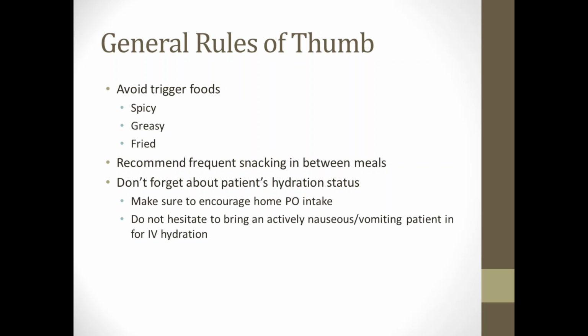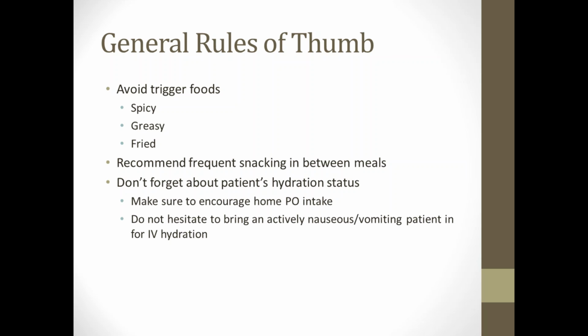These aren't really medication-based rules of thumb, but in general, you want to tell the patient to avoid eating foods that may trigger nausea and vomiting, such as spicy or greasy or fried foods. In general, you'd want to recommend that the patient have small snacks in between breakfast, lunch, and dinner, the 3 meals of the day. This will help make sure that there's always food in the patient's stomach, and sometimes that helps with nausea and vomiting, sometimes it doesn't.